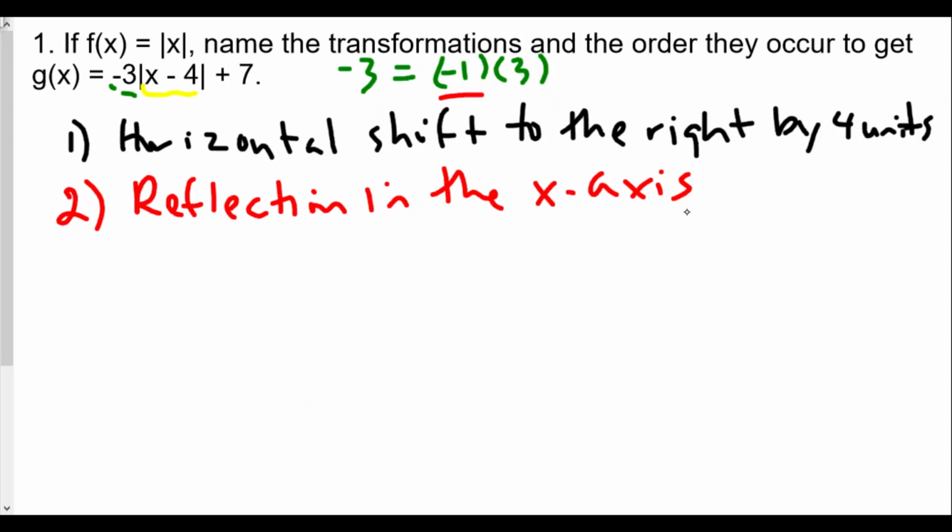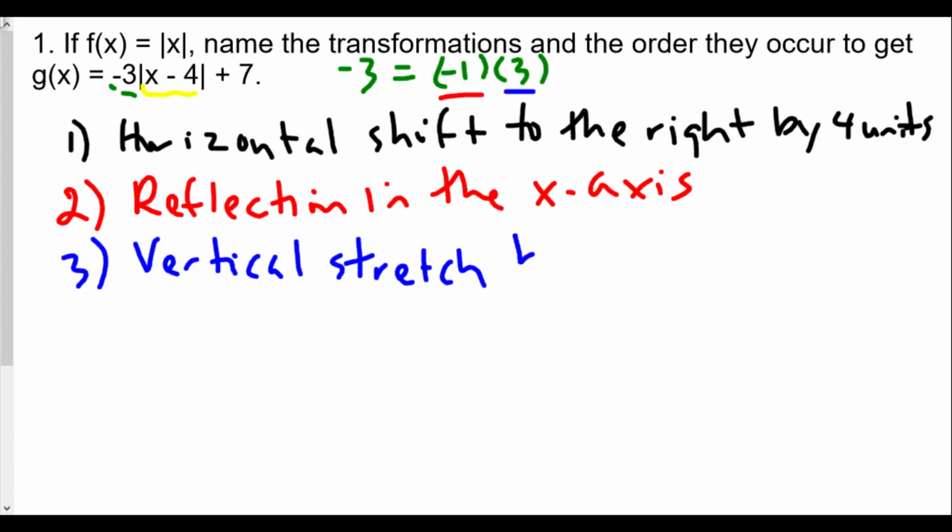Okay, and we go from left to right. Whenever we multiply the whole function by negative 1, usually it's a reflection in the x-axis. So in this case, the very first thing we do is shift absolute value of x to the right by 4. Then we reflect it over the x-axis. Now we deal with the 3 here. This 3 is multiplying, so when we're multiplying the function, especially on the outside of the absolute value, it's a vertical stretch by a factor of 3.